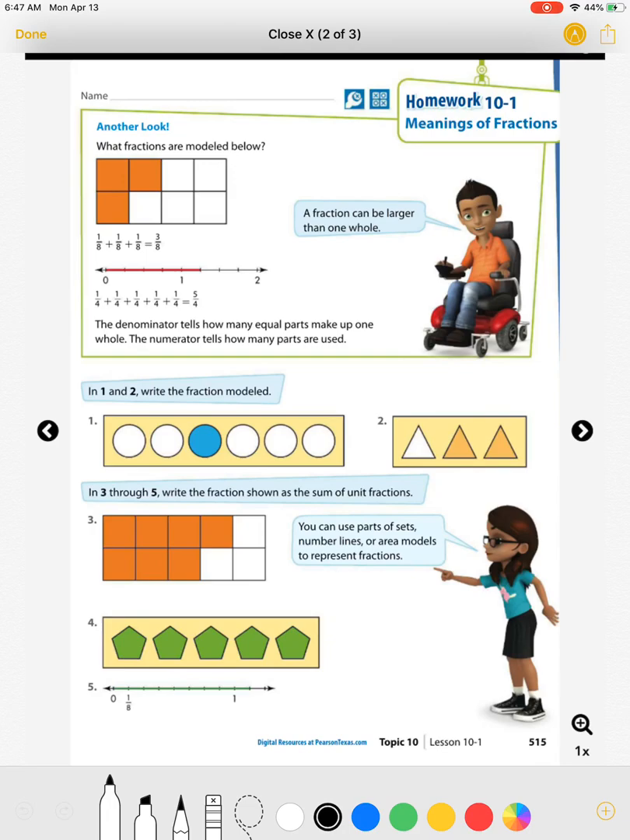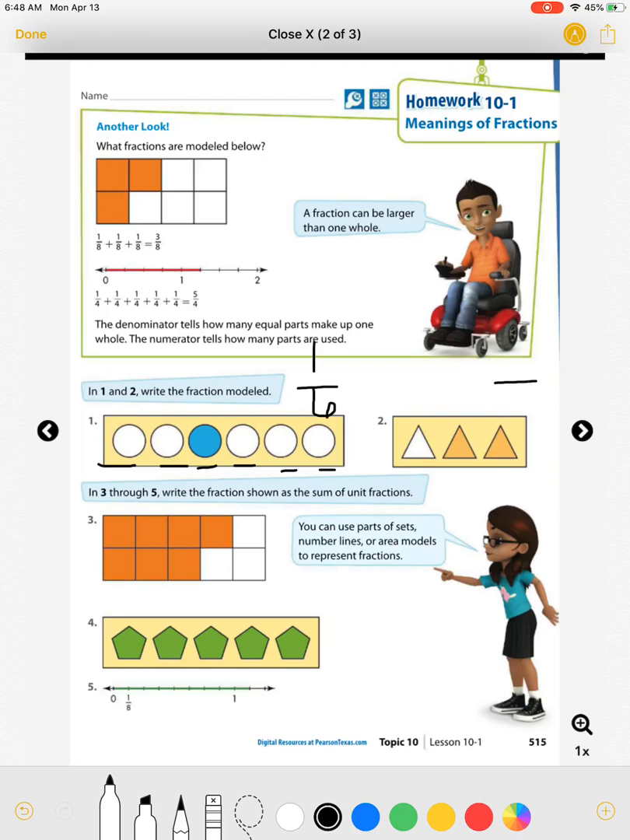In 1 and 2, write the fraction modeled. So we need to write a fraction that matches this picture. So first, I'm going to count the total number of circles. 1, 2, 3, 4, 5, 6. So that's going to be my denominator, the number on the bottom. Now how many circles are shaded blue? It's going to be just 1, so that's 1/6.